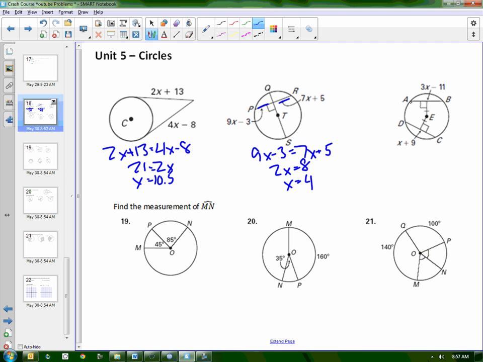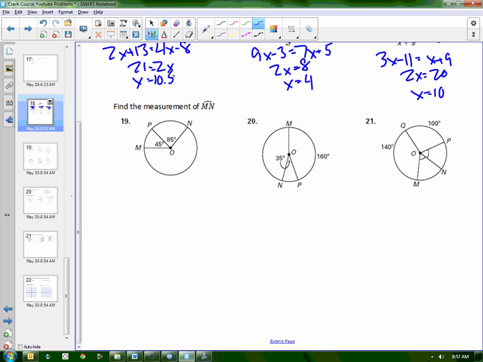For this one, you have chords that are equidistant from the center. That's what these are indicating, which means they are congruent. So I can say 3x minus 11 equals x plus 9, and then I can get all my x's on one side. 2x is 20, so x equals 10. You just have to remember your chord and tangent rules for those.